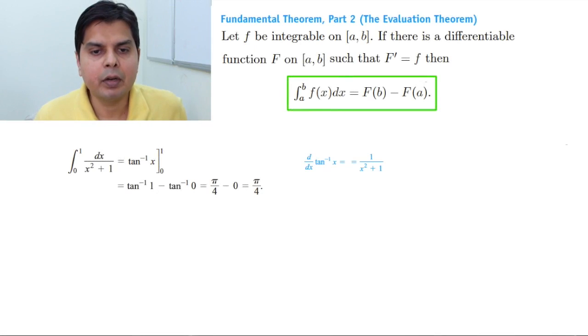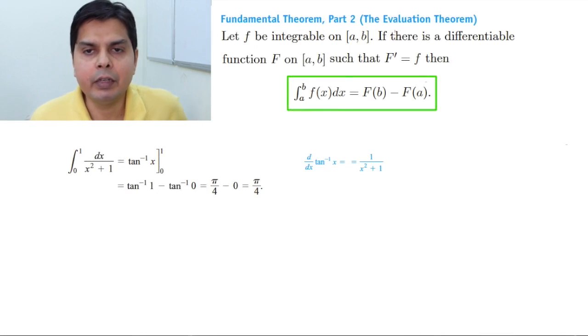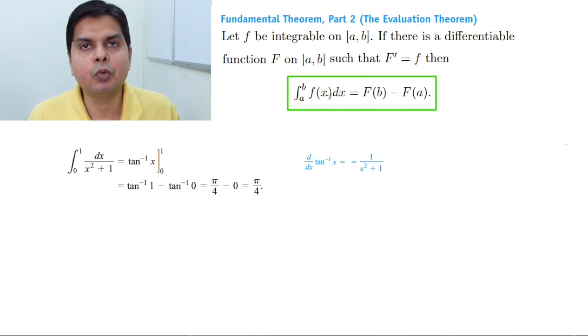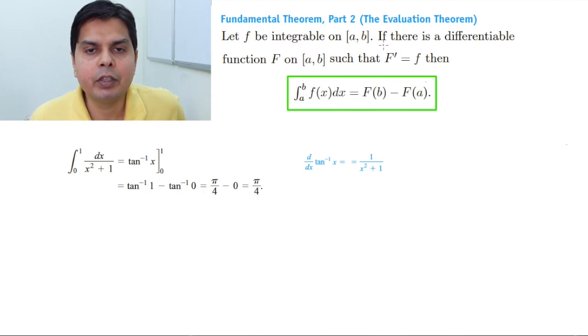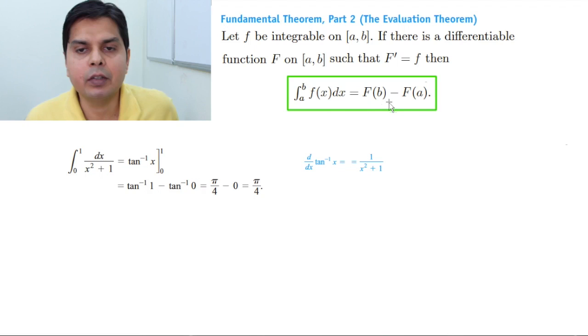Now there is another part of the fundamental theorem, called part 2, which is basically the evaluation theorem, because it is used to find the value of the integral from a to b. And it is very simple. Let f be integrable on [a, b]. If there is a differentiable function capital F on [a, b] such that F prime is equal to f, then the integral of f(x) dx from a to b will be F(b) minus F(a).